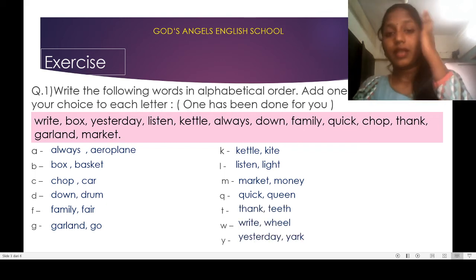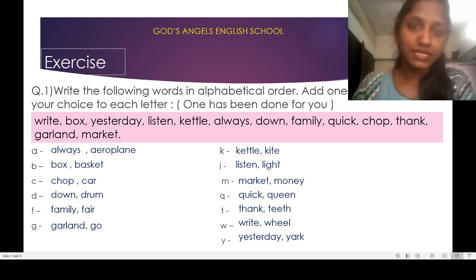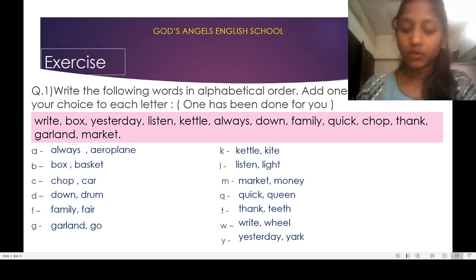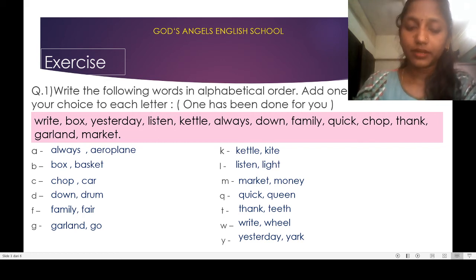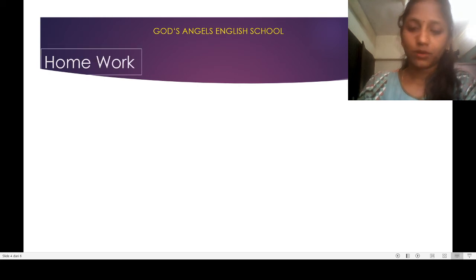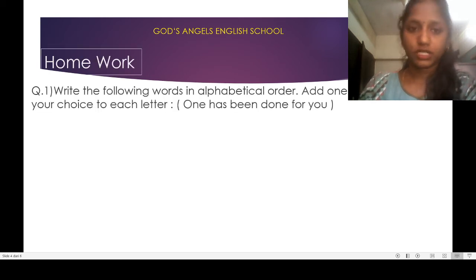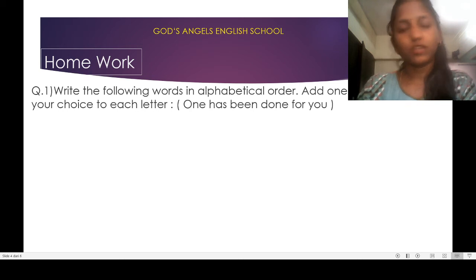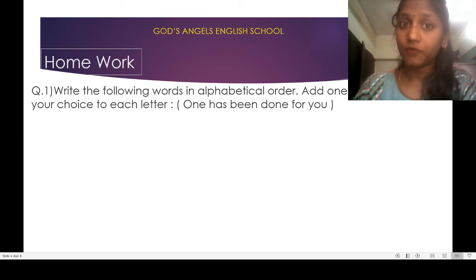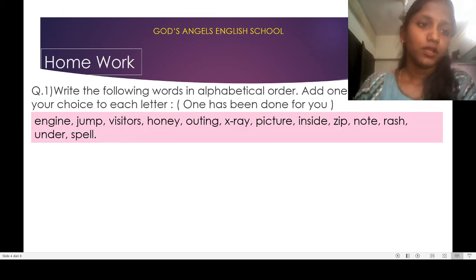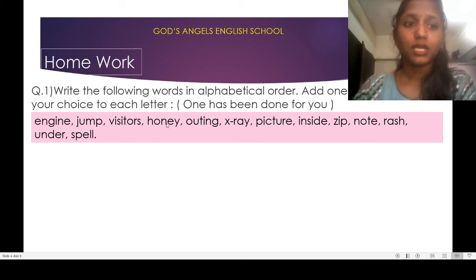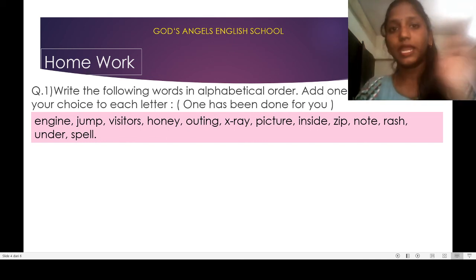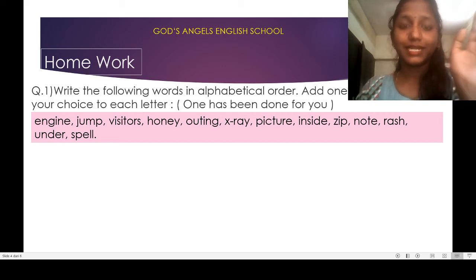Now after finishing this, I have given the same homework for you. If you don't understand, you can see this content again. So the exercise is homework. Same question is there. First you have to arrange in alphabetic order, and then you have to add one word of your own for that alphabet letter. This is the pink color box, these are the options. First you have to see A to Z, and see what letters are present.